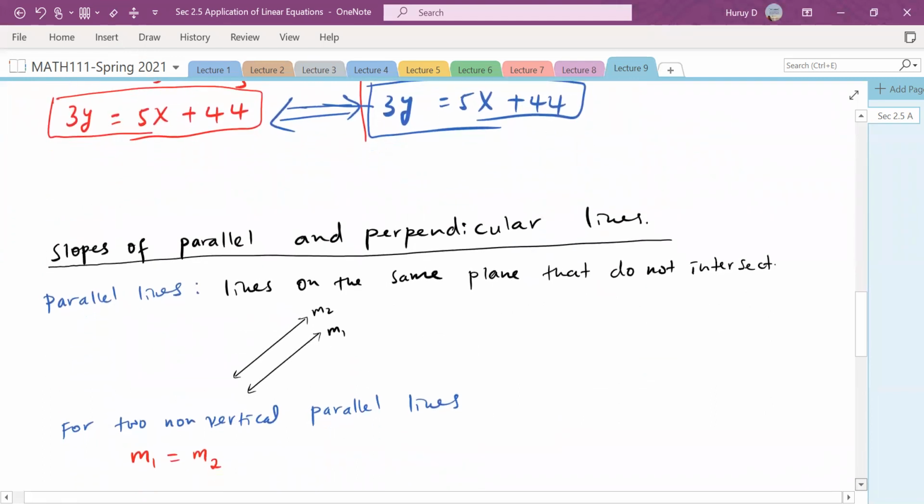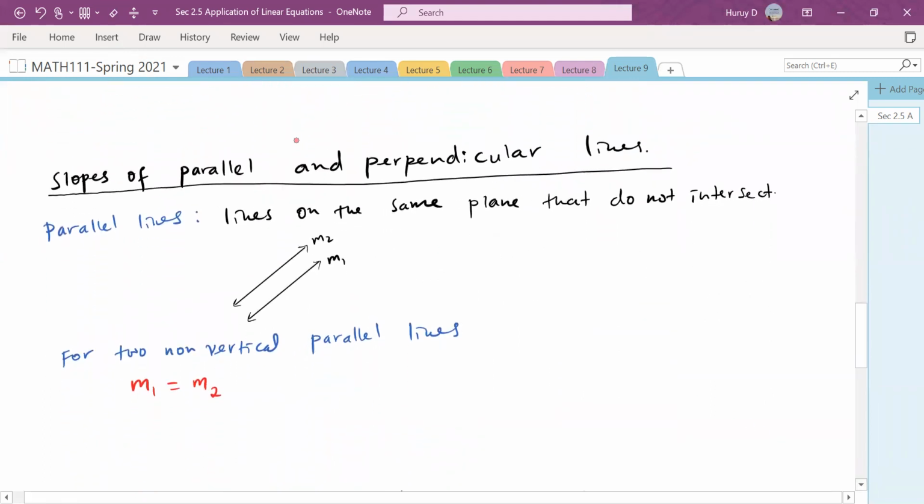All right, and the next is, well, now that we know how to find slope and how to write an equation based on a given slope and 1 point, or of course, even if we have 2 points, we can still find the slope and then use one of the points. Now, using the slope, can we determine whether two lines are parallel or perpendicular? The answer is yes. But before we try to explain that, let's see what parallel and perpendicular lines are.